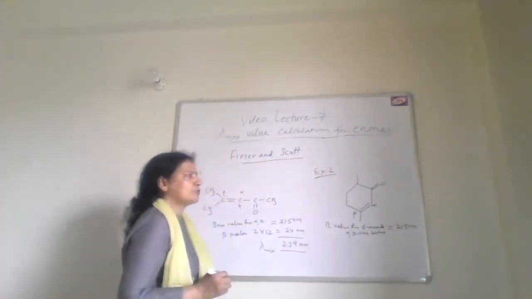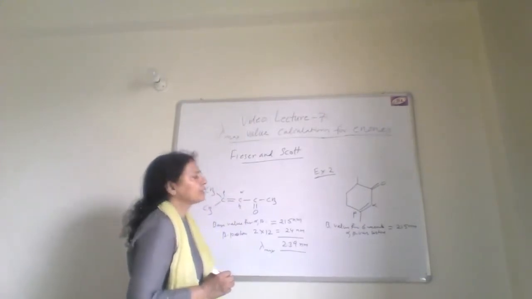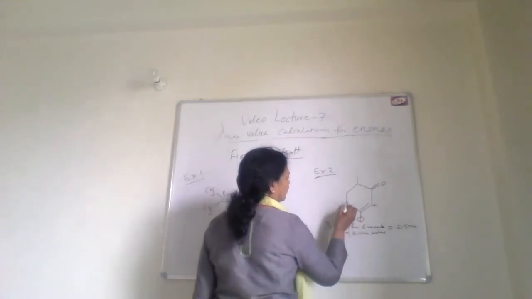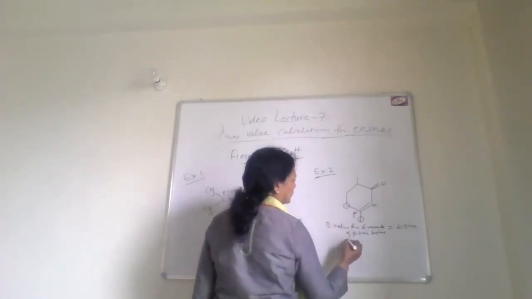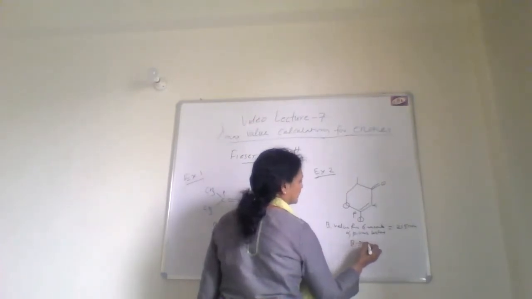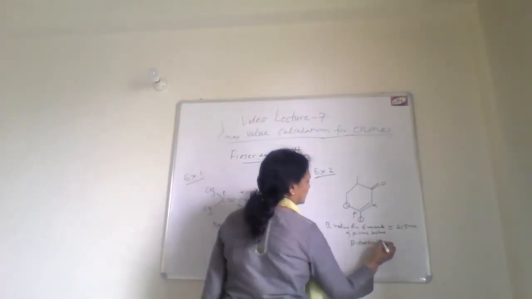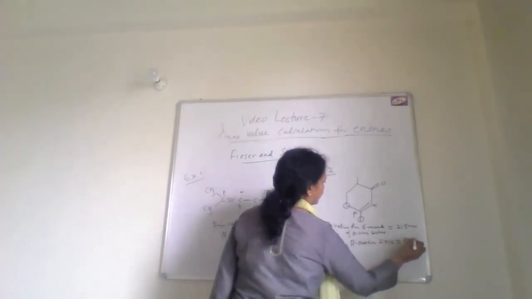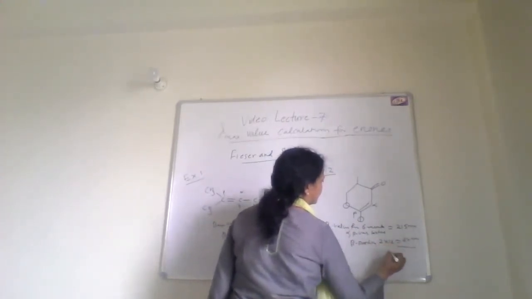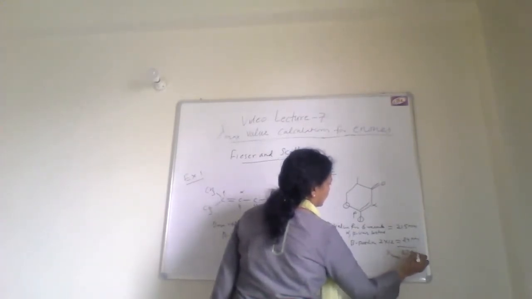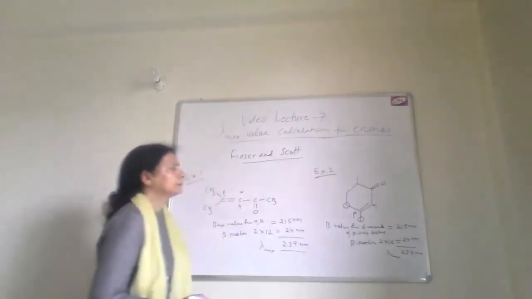There is no substituent on alpha. On beta, again 2: 1 alkyl group and a ring residue. So on the beta position, 2 multiplied by 12, 24 nanometers. So lambda max value is 239. Right?